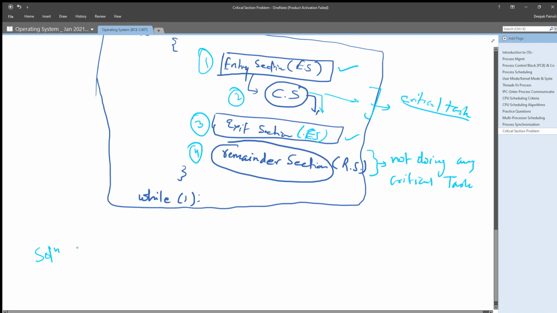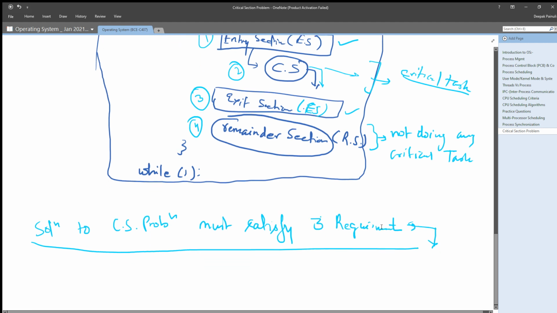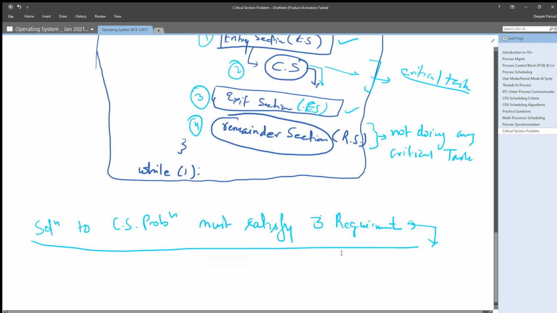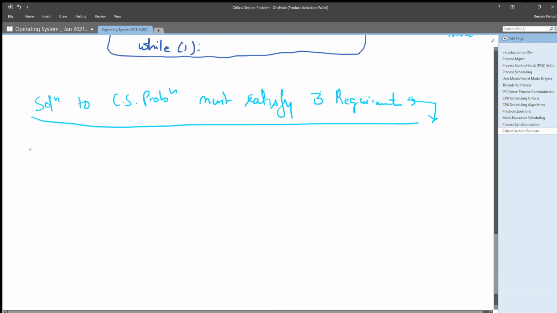Solution to the critical section problem must satisfy three requirements. For any solution given for the critical section problem, these three requirements or conditions must be fulfilled. First is mutual exclusion.